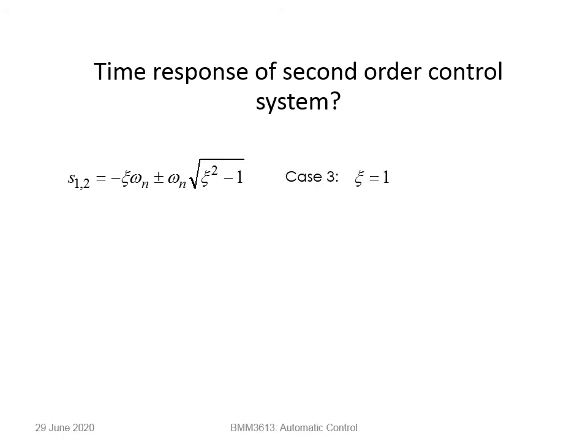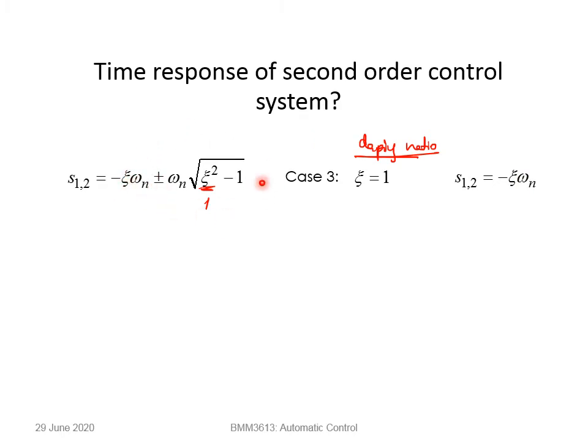So the next case is when zeta equals 1. Zeta equals 1 means the damping ratio is 1. So what does it mean when the damping ratio is 1? Let's have a look at it. If I change to my pointer, 1 minus 1 means 0, so we have no terms in omega n. Plus or minus omega n, we have no terms whatsoever here. So our pole will only be equal to minus zeta omega n. We don't have that plus minus value.